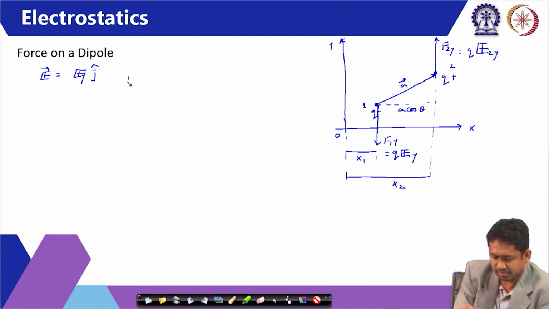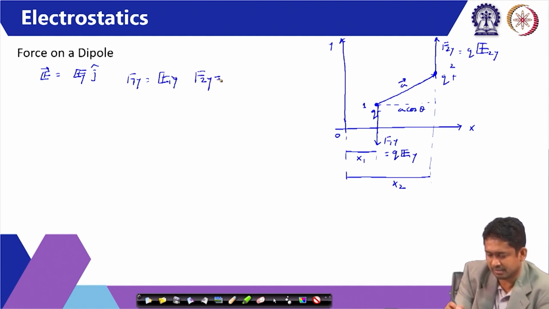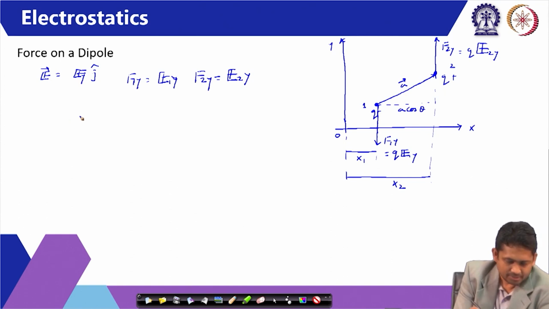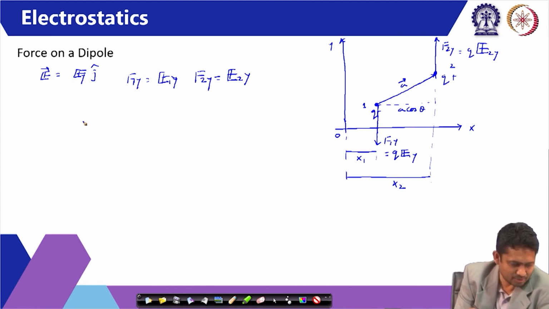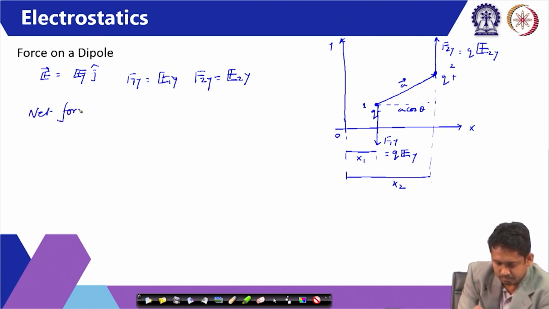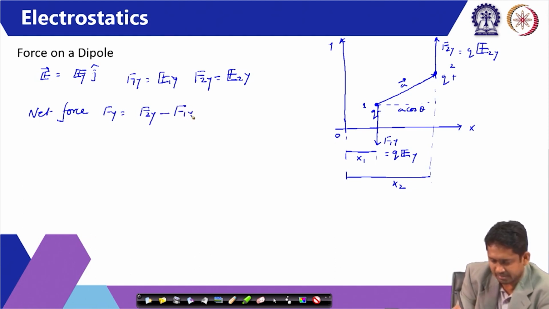Now, if the field is uniform, that means E1 and E2 are the same. In that case, the net force is 0 because these two cancel each other. If they are not uniform, then there is a net force. So, the net force Fy is equal to F2y minus F1y, which can be written as this.